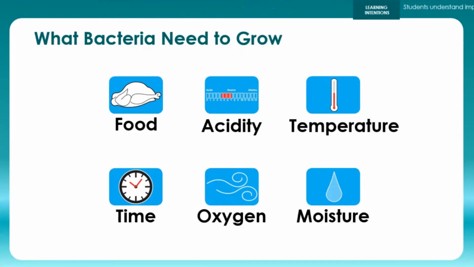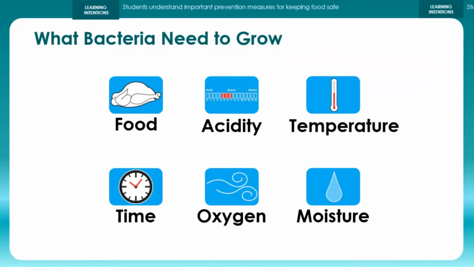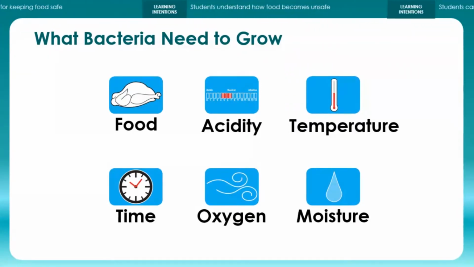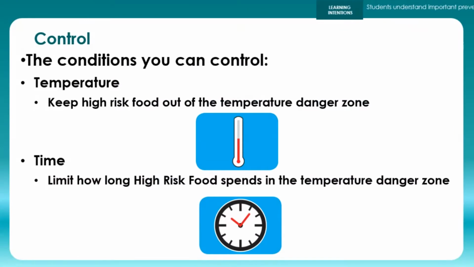To be able to prevent bacteria multiplying, you need to understand how they grow. So they need food, usually proteins. They need a little bit of acidity. They need a warm temperature, they need time, and they need air, and they need moisture. If you take away any of those, you can help prevent the bacteria growing. But the main ones that you can control are temperature and time.